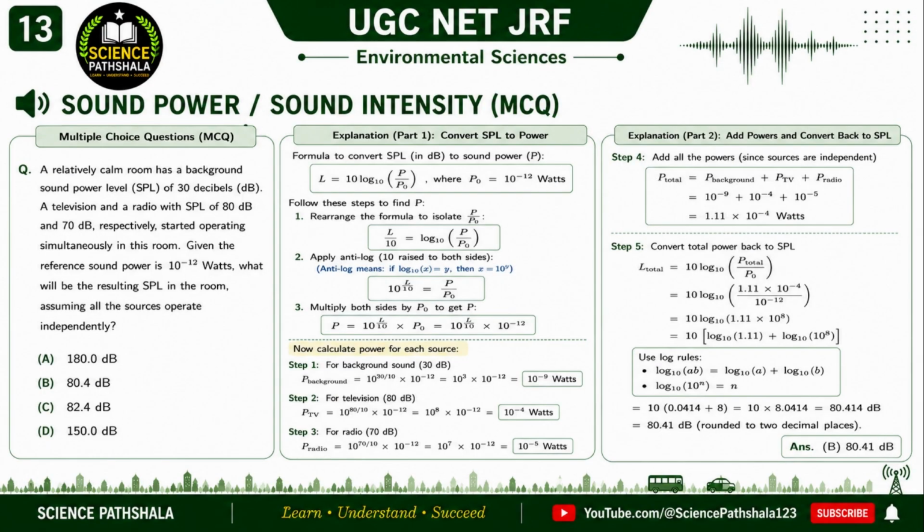So next, now let us solve an important numerical based on sound power and sound intensity level. So read the question carefully. A relatively calm room has a background sound pressure level, SPL, of 30 decibels.